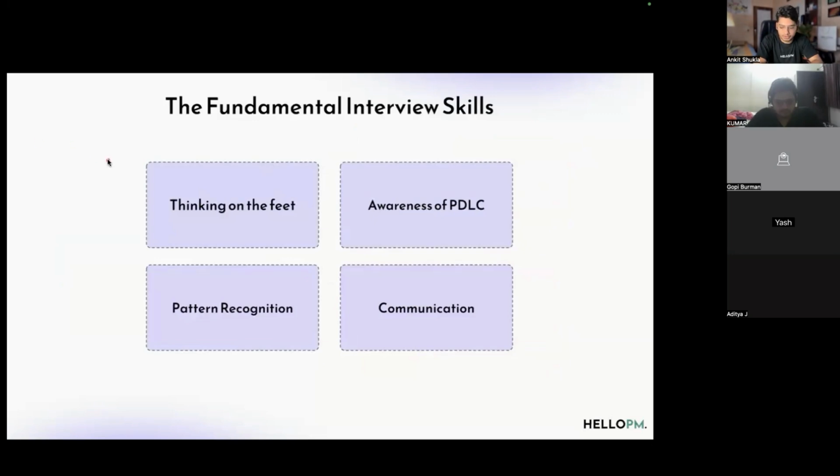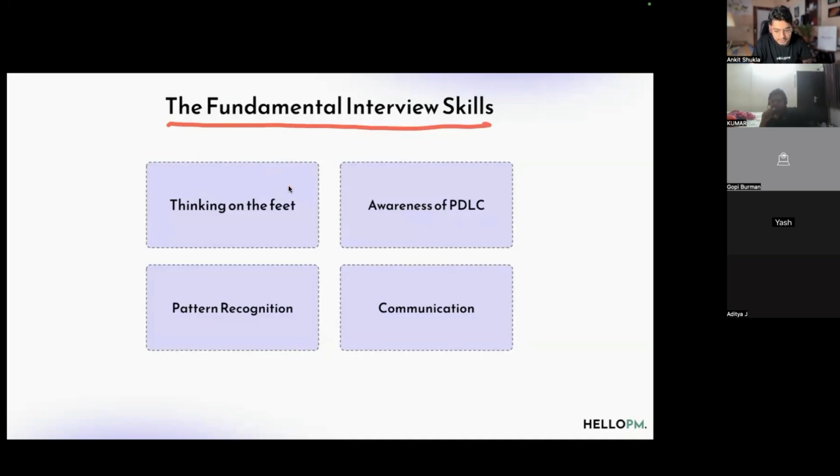Yes. So, before that, this is the most important slide. Listen to this carefully, guys. No matter what kind of interview that you are giving in product management, apart from the skills that I've already told you, these are the four things that you are being assessed for. So the fundamental interview skills are these four.